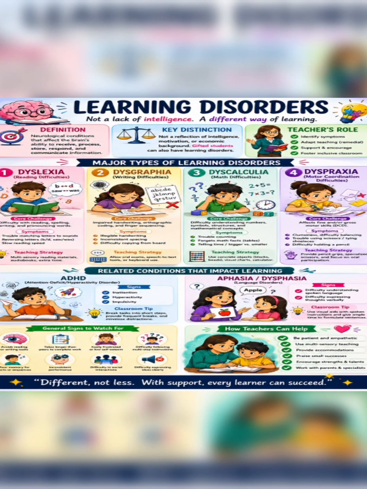First one is ADHD, that is attention deficit hyperactivity disorder, marked by signs of inattention, hyperactivity, and impulsivity. Number two is aphasia or dysphasia. These are language disorders where the core challenge is understanding spoken language or expressing thoughts verbally. So, when we spot this, as an educator, we should be patient enough and deeply empathetic, use multisensory teaching methods, provide tailored accommodations and praise small successes, encourage their unique strengths and hidden talents while working closely with parents and specialists.